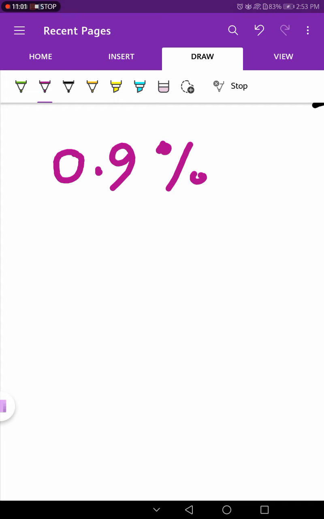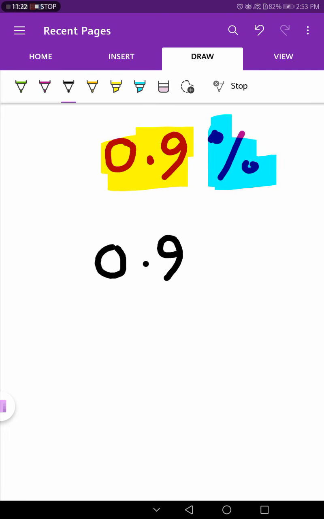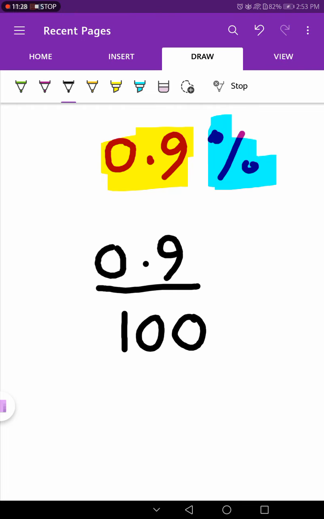Teacher, could there be a decimal with percent? Yes, but you apply what you learned. This number is over 100, because percent means over 100. So I write the same number over 100. Good. Now I ask the same question: does the number here have a decimal? Yes, it has a decimal. Good. It is here. No need to create one.